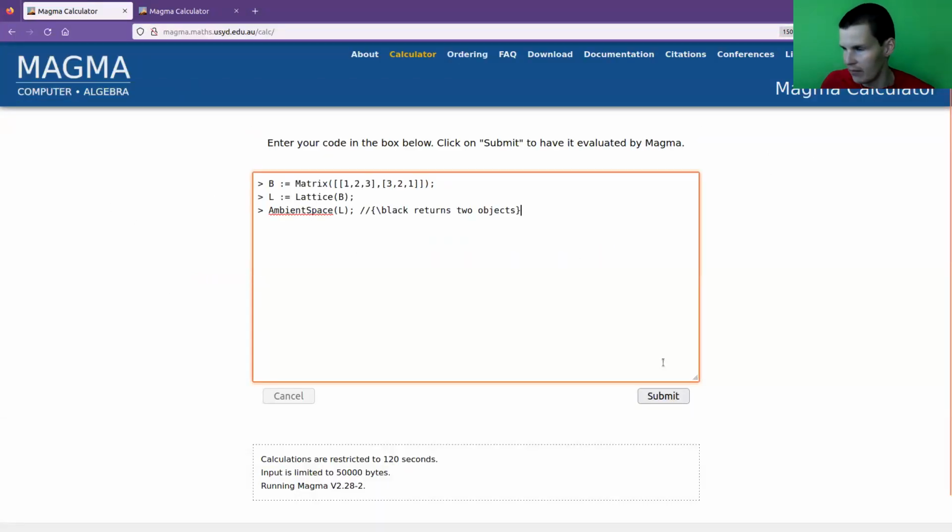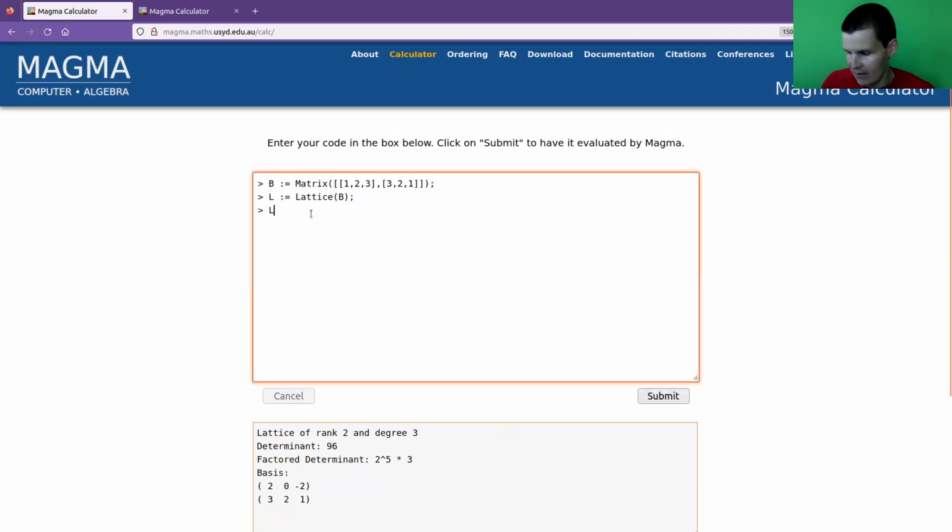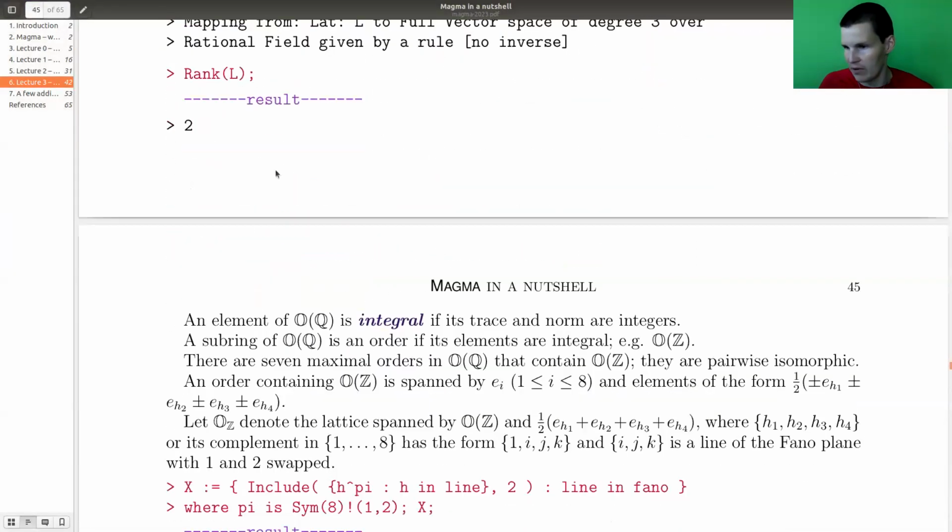So I take another window and just set it up. Full vector space of degree 3 over the rational field. So that's the vector space of the rational field. It's a lattice of L. It's the ambient. I just printed the ambient space. I could also print L itself, and then it's the lattice of rank 2. It has rank 2 and degree 3 with whatever determinant and basis given by whatever. It already performed a Gaussian elimination to get a slightly nicer basis. The Gaussian elimination is always an operation you can perform on lattices. You can ask for the rank, whatever.